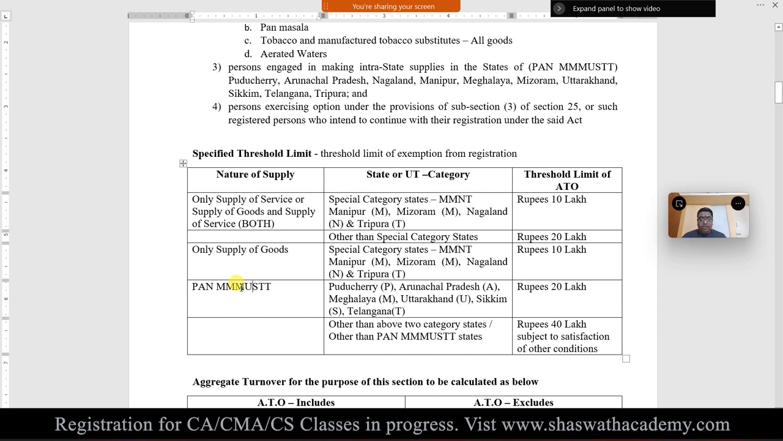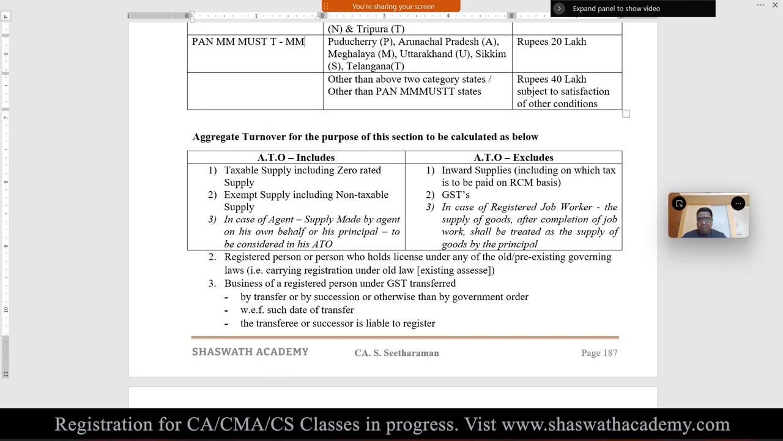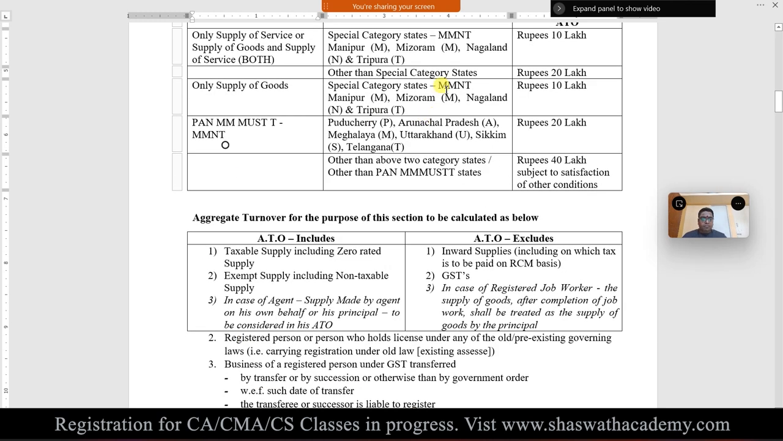So typically what I'm trying to do is build this as a 10 letter word so that I could easily correlate and keep it in mind. PAN is a must for filing income tax return. That way, if you keep it as PAN must, what am I supposed to do in this PAN must? If I reduce MMNT, we know what it is: Manipur, Mizoram, Nagaland, Tripura. Manipur, Mizoram, Nagaland, Tripura always come in the 10 lakhs category. Apart from this, reduce this MMNT.